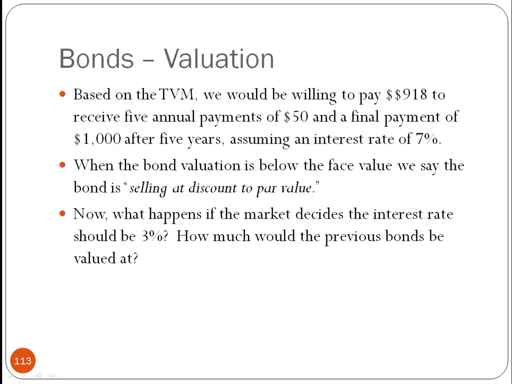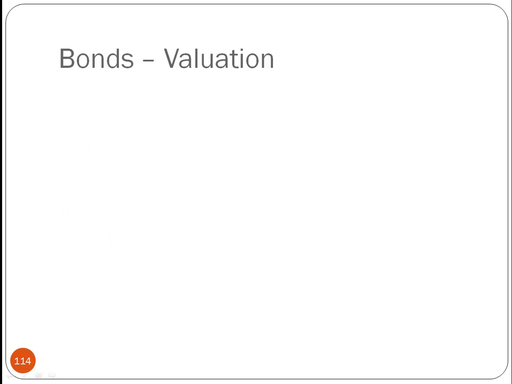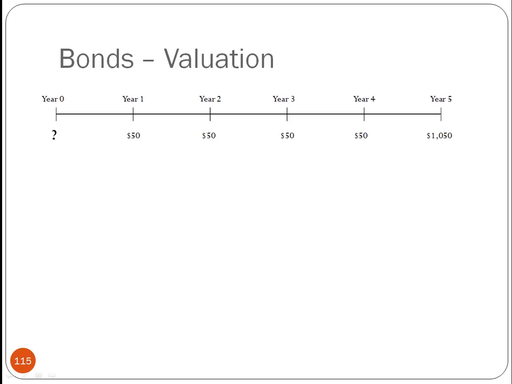All right, so we went one way. Now let's see what happens when we go the other way. So what happens when the market decides the interest rate or the discount rate should be 3%? So how much would that same bond be valued at? All right, well, we'll start with the timeline. Again, this is all the same. The only thing that's changed now is our discount rate is 3%.